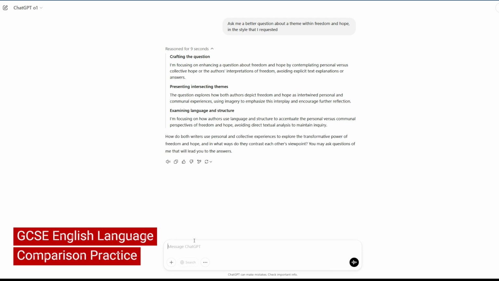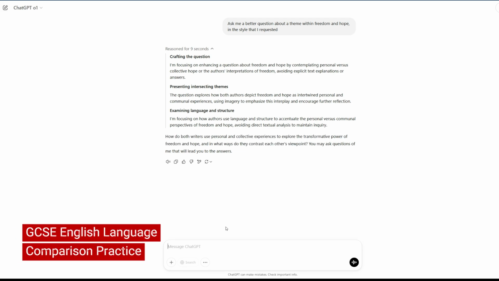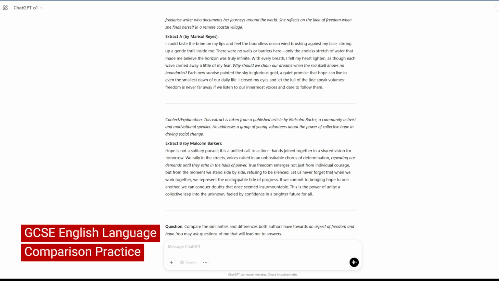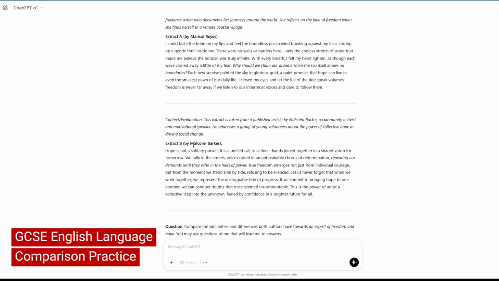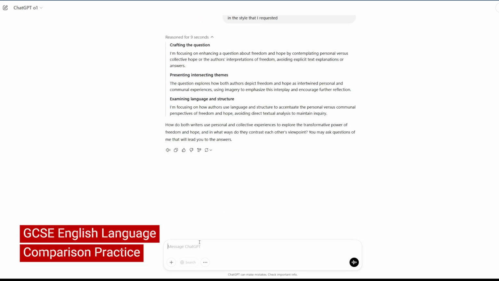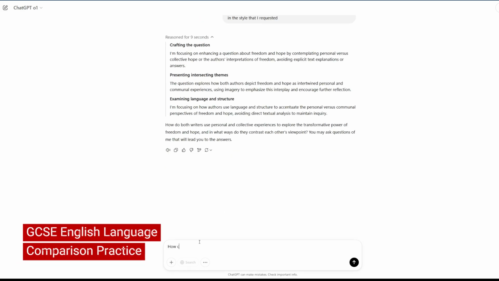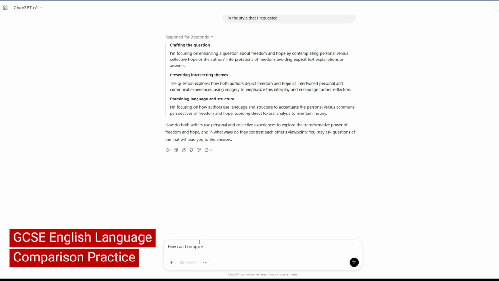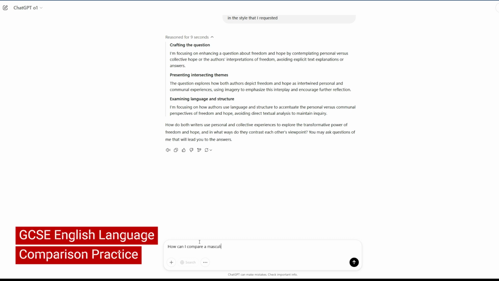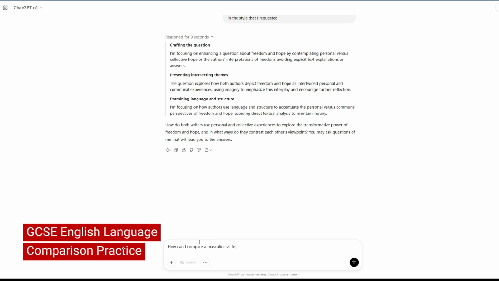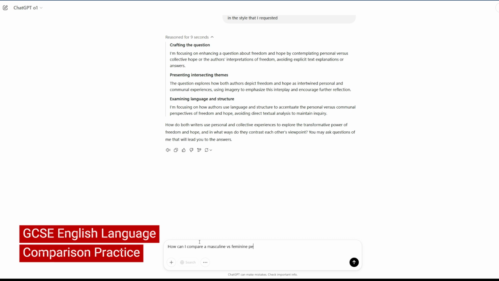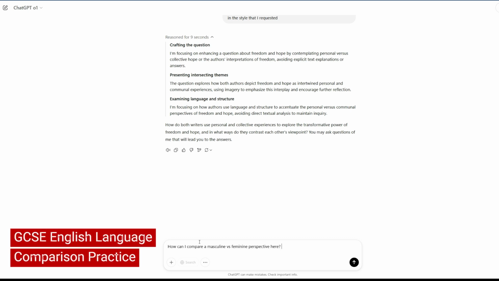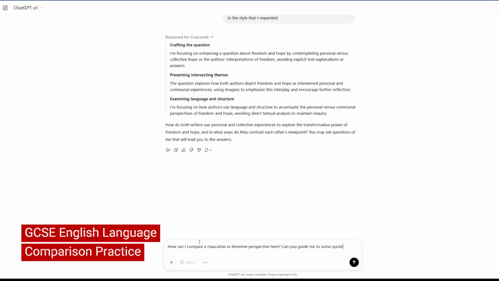So now what we're going to do is we're going to ask it very simple questions. Because one easy way to compare a perspective is you've got a masculine perspective with a feminine perspective here. So I'm going to ask it, how can I compare the masculine versus feminine perspective here? Can you guide me to some quotes, please?